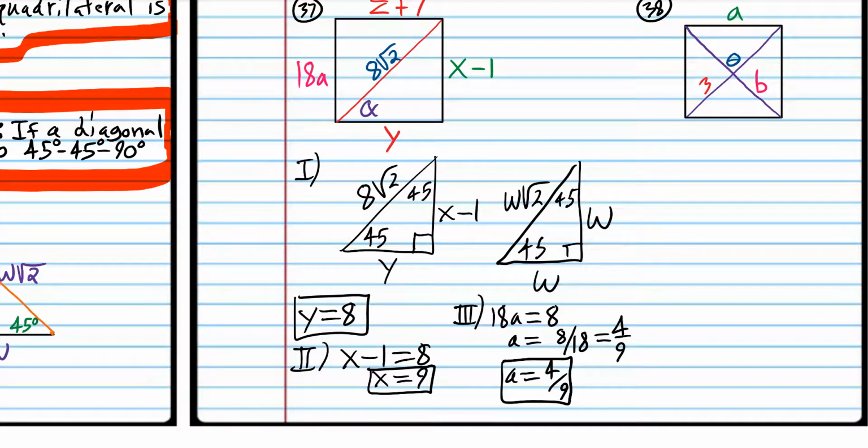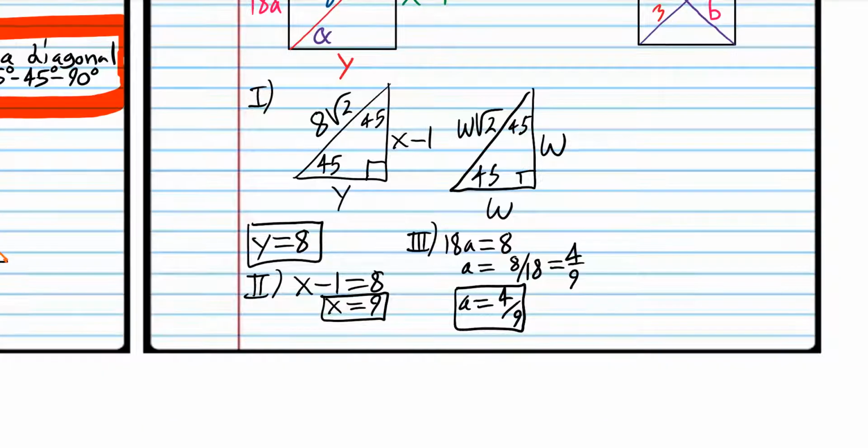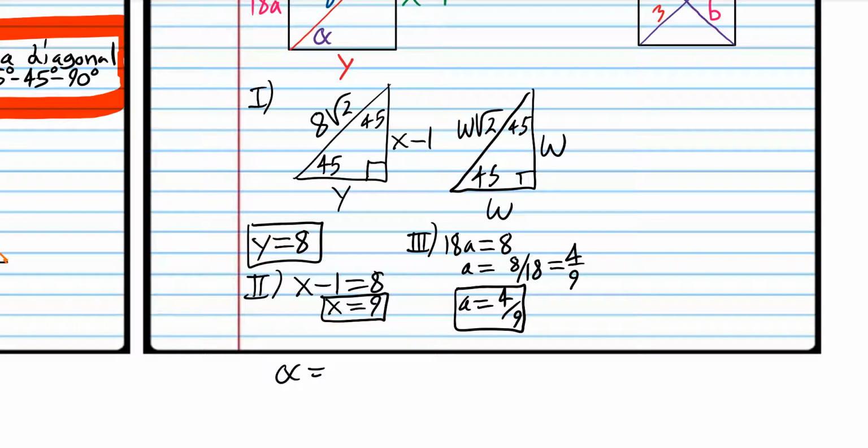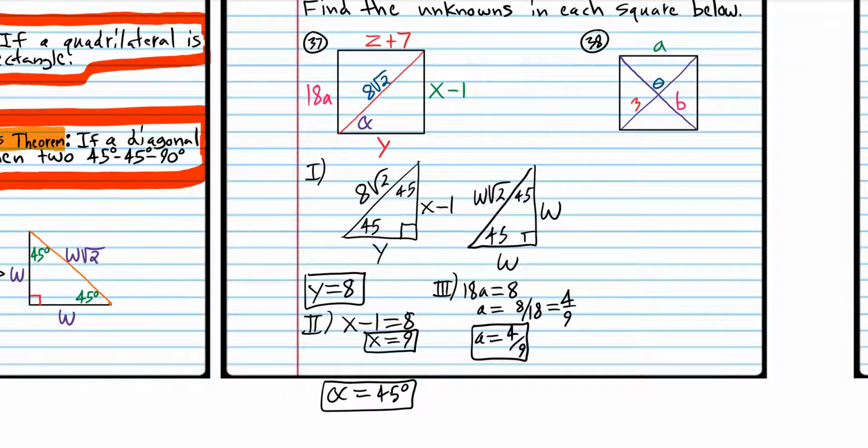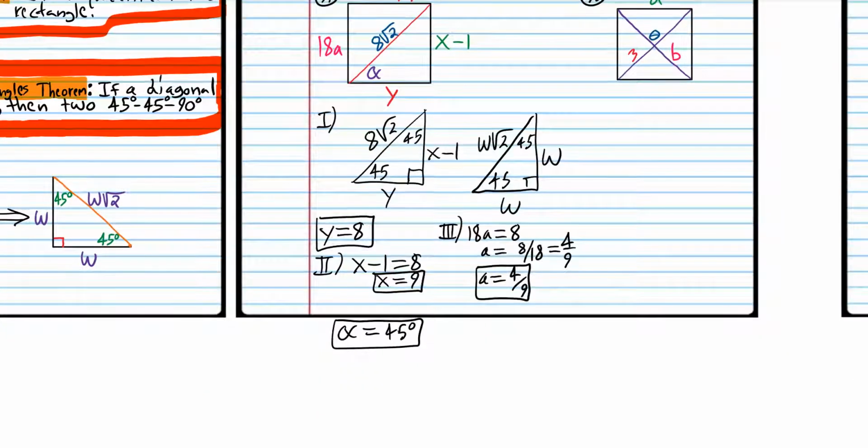And alpha, kind of ran out of room here, sorry about that. Alpha is 45, just because we know, based on the theorem, you create a diagonal, 45 degree angles. And that's 1, 2, 3, 4, 5. 1, 2, 3, 4. We're missing something here. Z, I didn't find Z yet.